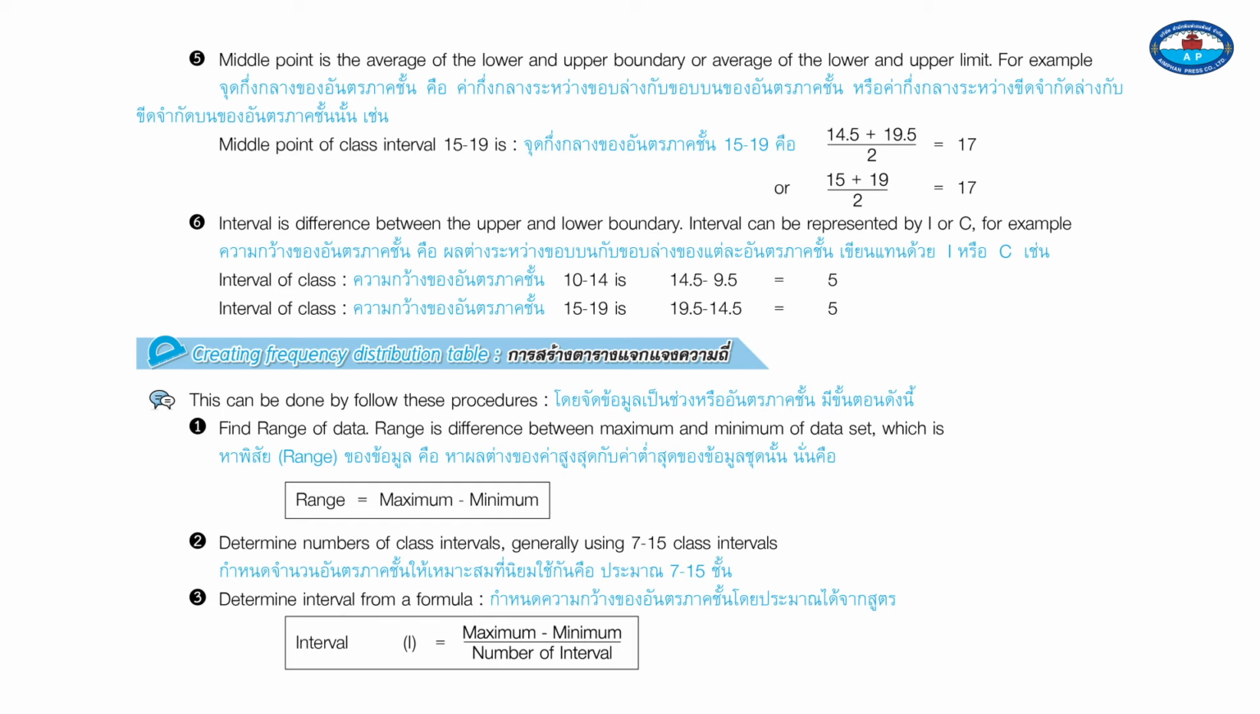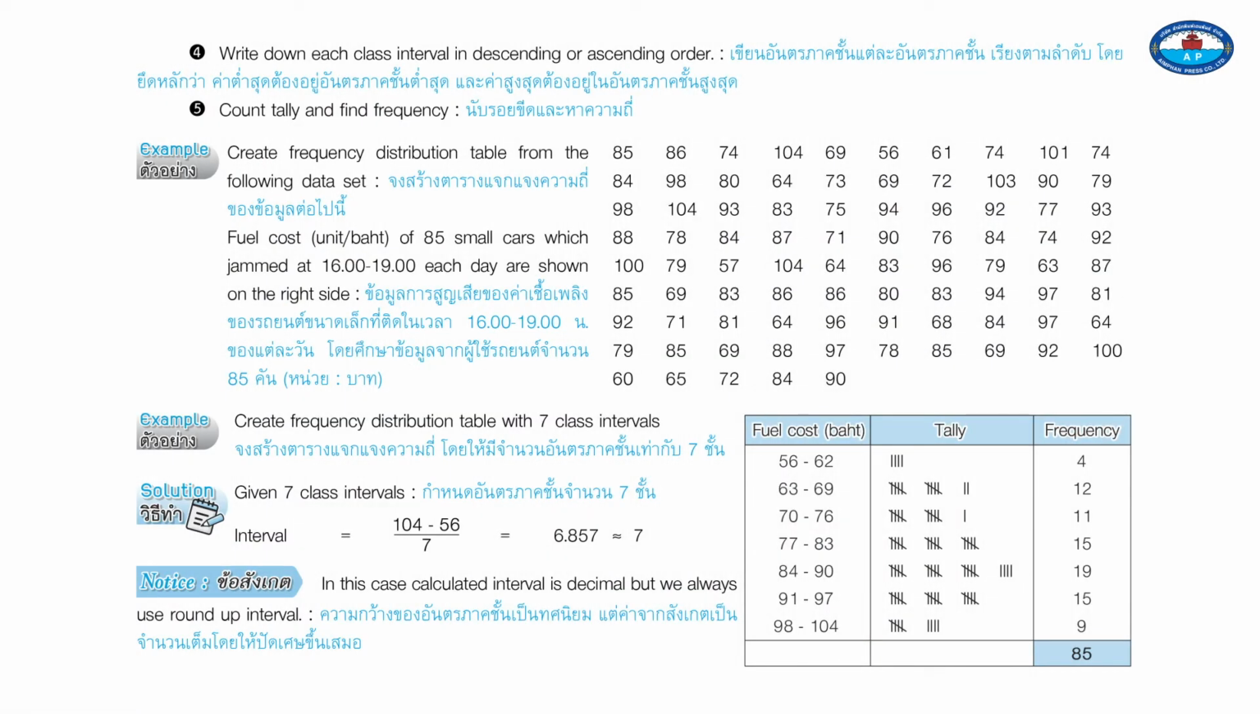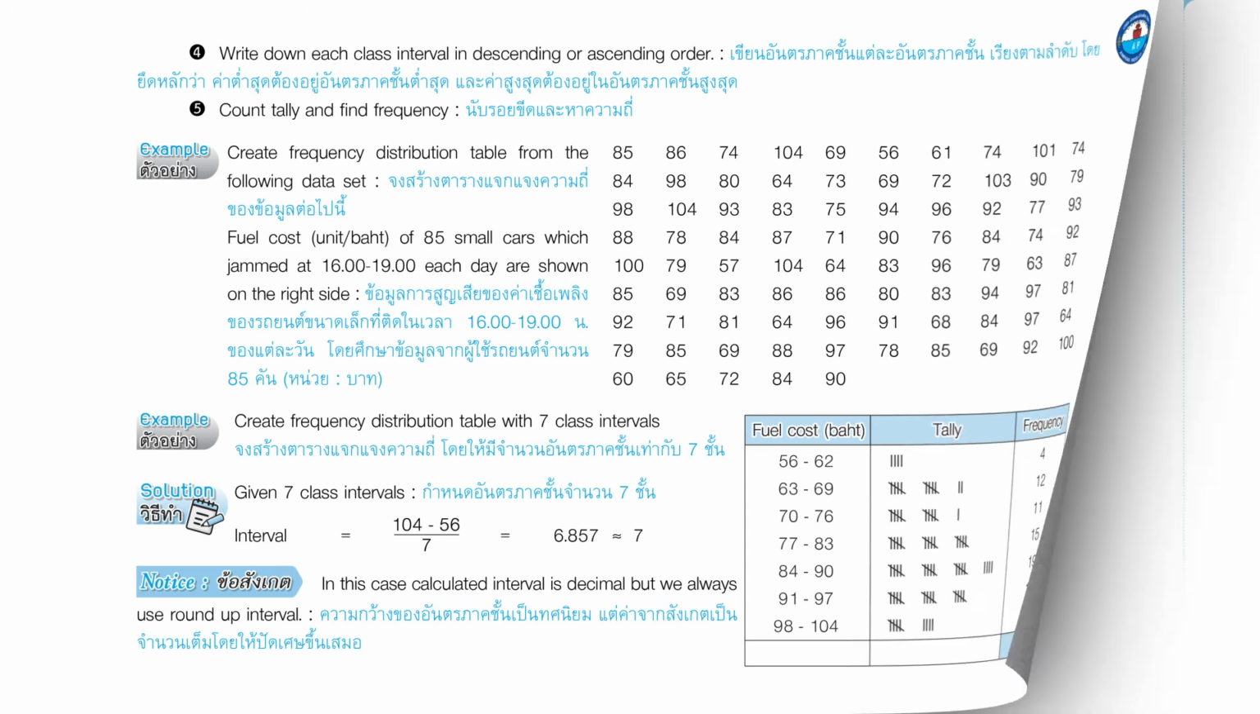Creating frequency distribution table. This can be done by following these procedures. 1. Find range of data. Range is the difference between maximum and minimum of data set, which is range equals maximum minus minimum. 2. Determine number of class intervals, generally using 7 through 15 class intervals. 3. Determine interval from a formula. Interval I equals (maximum minus minimum) over number of intervals. 4. Write down each class interval in descending or ascending order. 5. Count tally and find frequency.